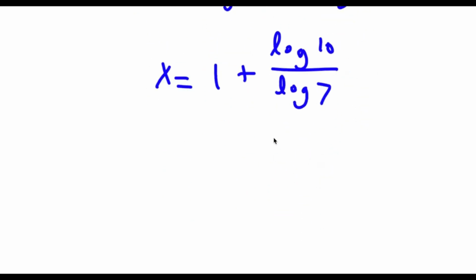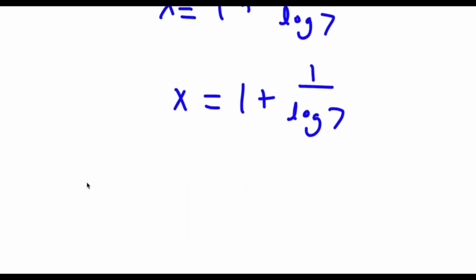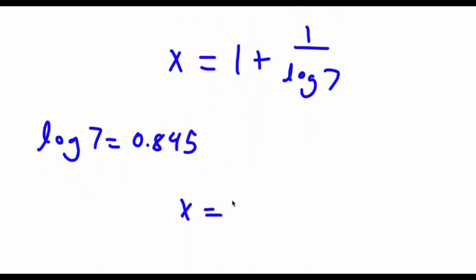Now log 10, that's simply equal to 1. So now I have x is equal to 1 plus 1 over log 7. Now what we're going to do is we're going to find the value of log 7. So log 7, this is equal to 0.845. So now I have x is equal to 1 plus 1 over 0.845.